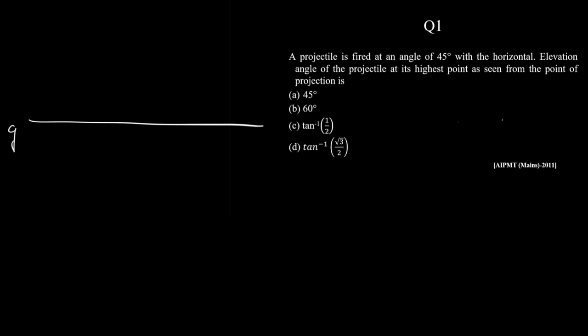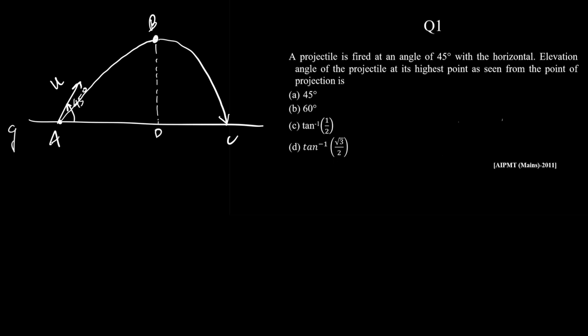say this is the ground. An object is projected from A, say with respect to the ground at 45 degrees, right? So how will the object move? The object will move in a projectile motion. It will reach the maximum height P. It will then reach the ground at C.